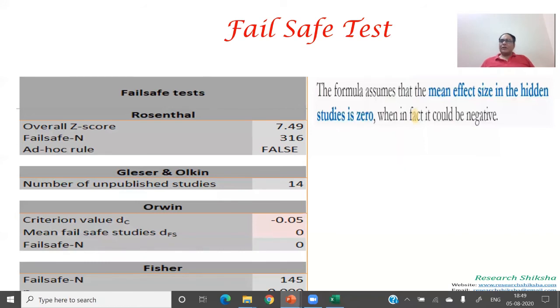So Rosenthal asks a simple question: what should be the ideal sample size so that I will not have any bias? How many studies should I have so that the bias will go? Now the problem is, how can we identify that if we include these studies, the result will be unbiased? So Rosenthal does one thing, right?